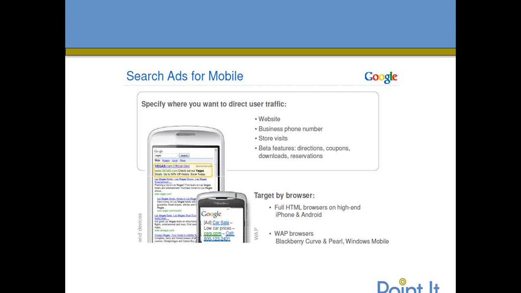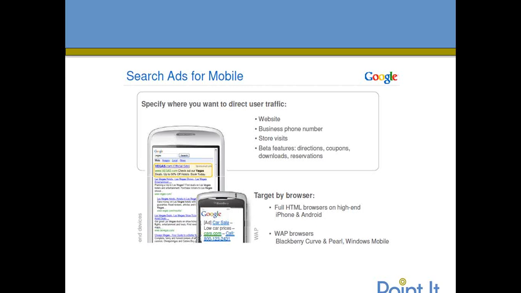So when we're setting up search ads for mobile traffic, especially for high-end devices, the line of thinking we can use is largely the same. You want to direct user traffic to a specific website. You want to give them a landing page where they can easily do the action that you need them to do, whether that's purchase a product, fill out a lead form, anything like that.